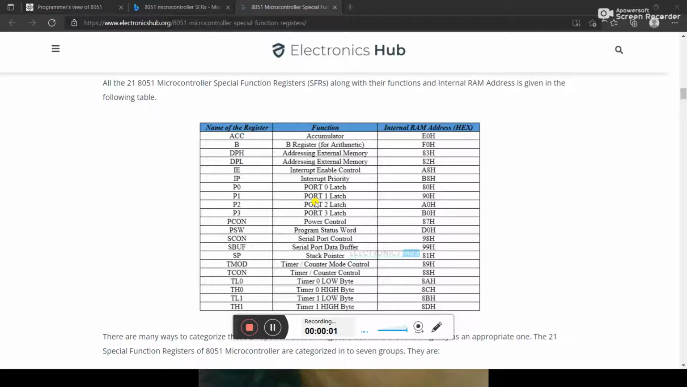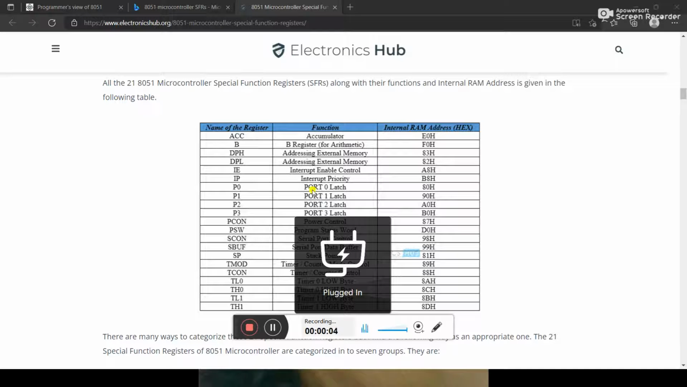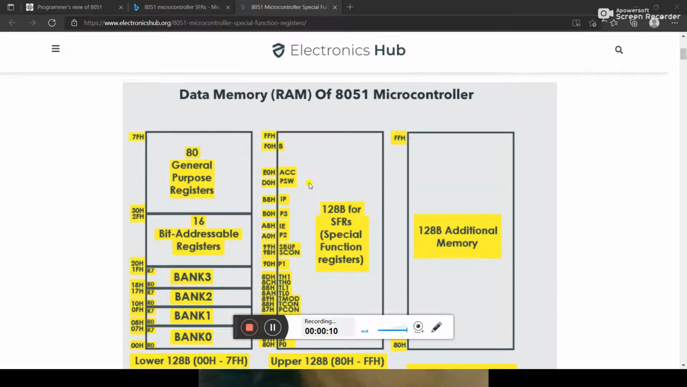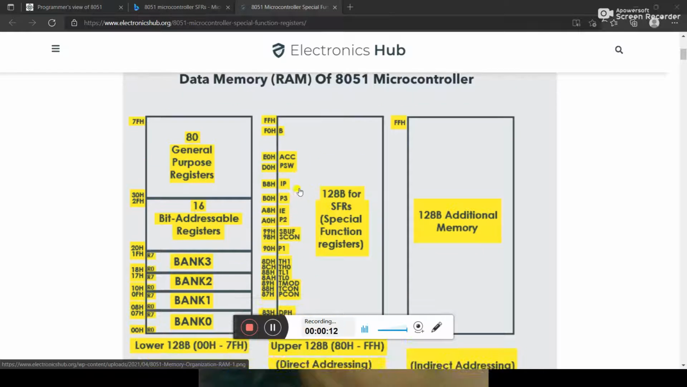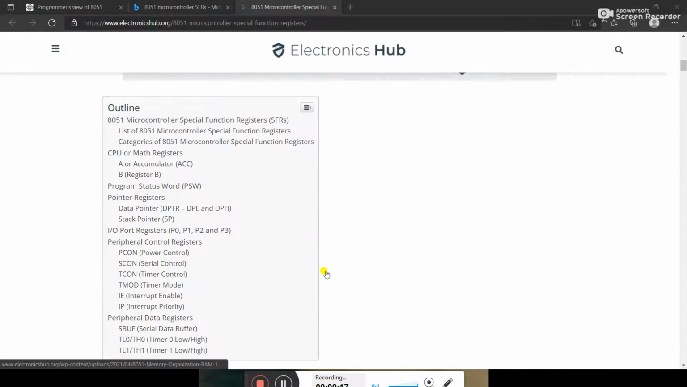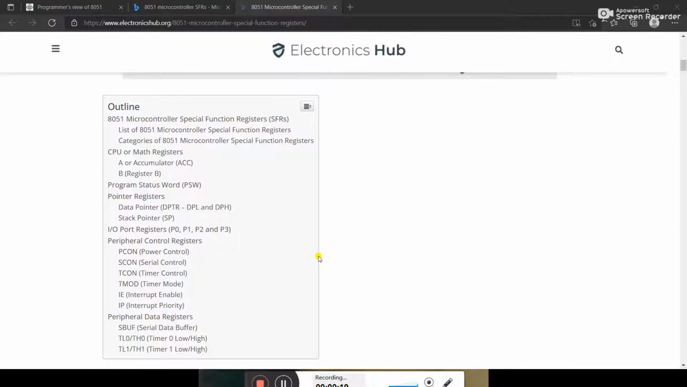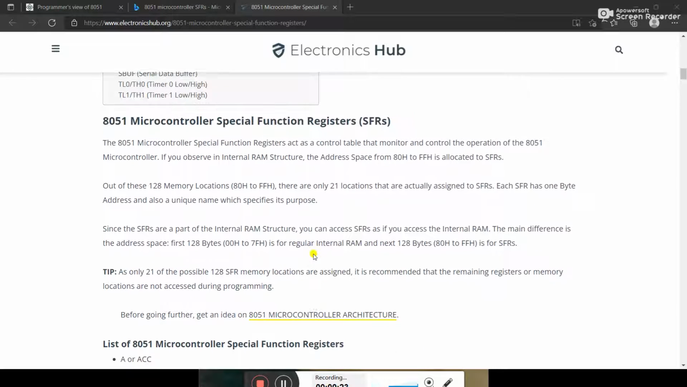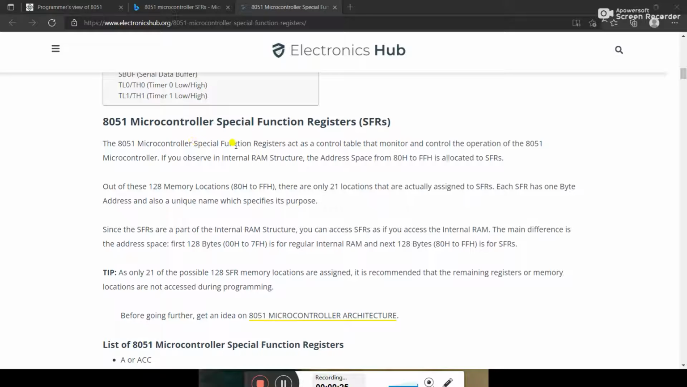Hello students. Today I am going to discuss the special function registers. Okay. Special function registers are very important whenever we are dealing with the 8051 microcontroller. We have many special function registers, and they act as a control table that monitors and controls the operation of the 8051 microcontroller.